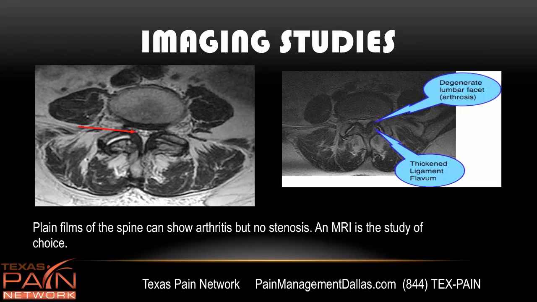Imaging studies can be very helpful. Plain films of the spine can show arthritis, but they don't show stenosis. So an MRI is a study of choice. You can see here, this is normally supposed to be almost an ellipse, but it's a little bit of a triangle, and that's significant spinal stenosis. On this CAT scan, you have overgrowth of the joints with some bony overgrowth, and it comes down to a little bit of a triangle.